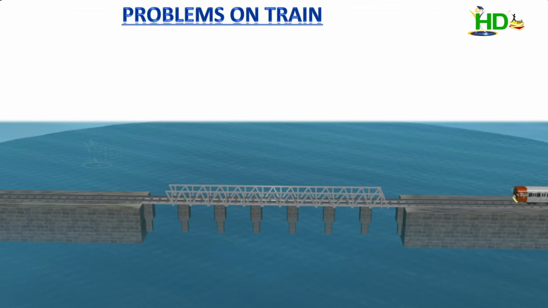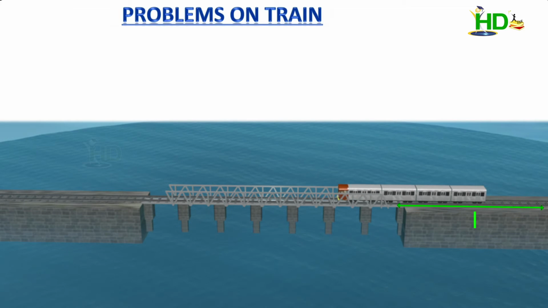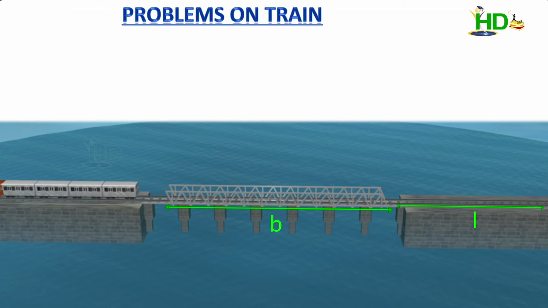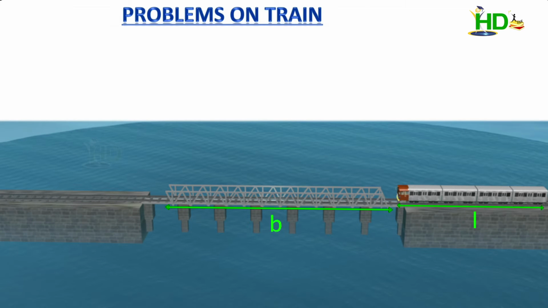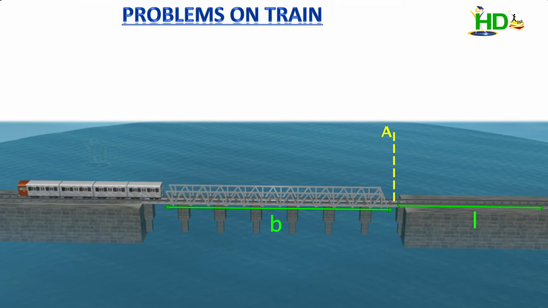And we take another example. Suppose we consider a train of length L crossing a bridge of length B. Now how much distance does it have to travel? This is the train, this is the bridge, this has length L and this has length B. When can we say the train has crossed the bridge? This is the reference point I am taking, the front side of the train. When this front portion comes to this position, then we can consider the train has crossed the bridge.